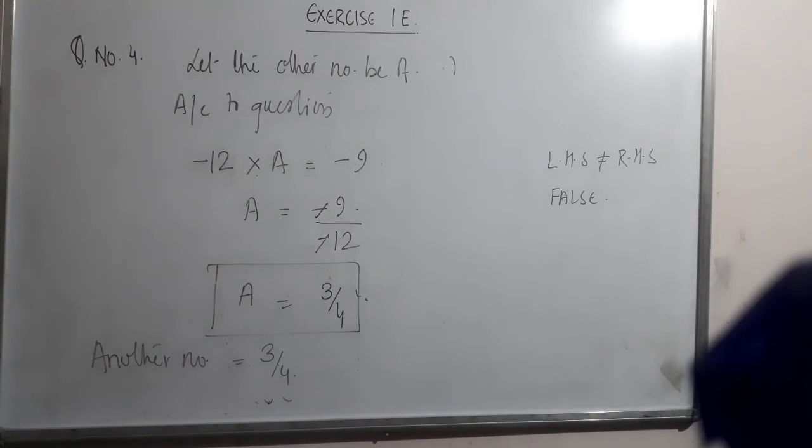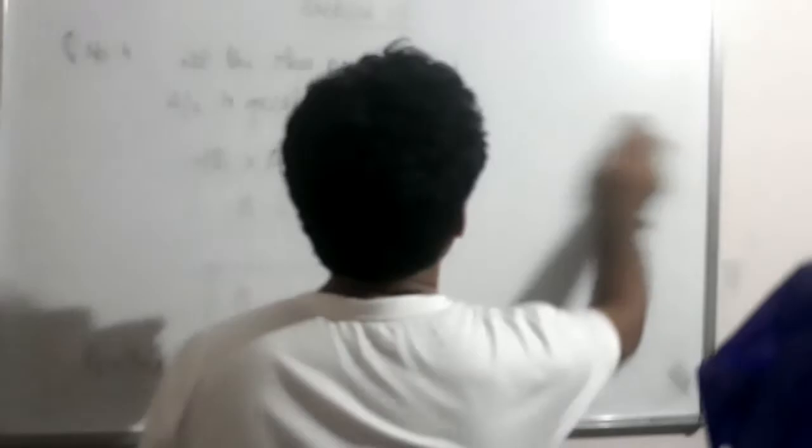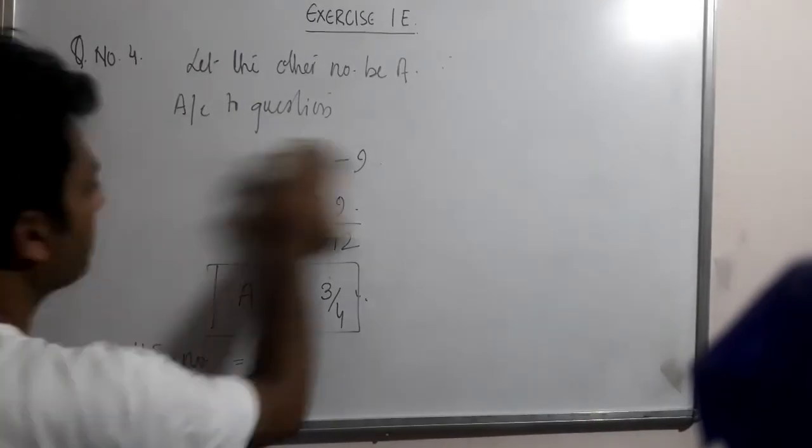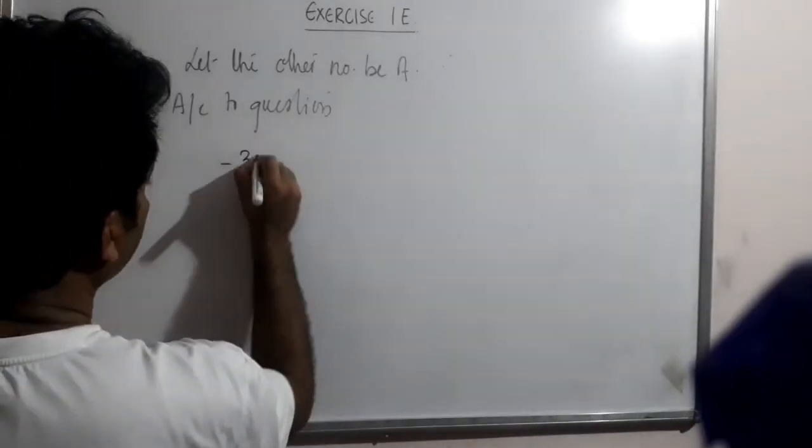One more question I will solve. Questions 5, 6 and 7 are the same. Let's solve question number 8. How will you solve question number 8? Please first jot this down. Again, let's assume that the other number be A. By what number should minus 33 by 8 be divided? Let's say I am dividing it by A.